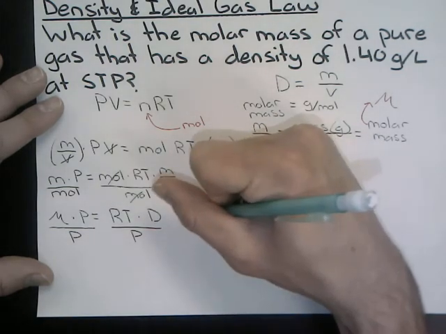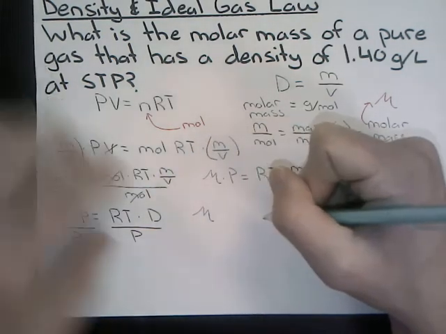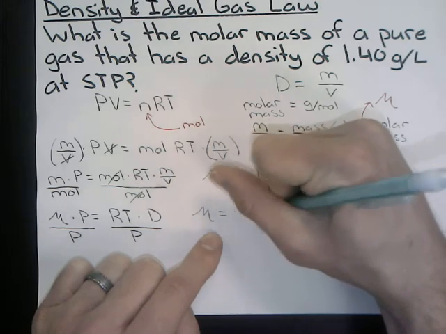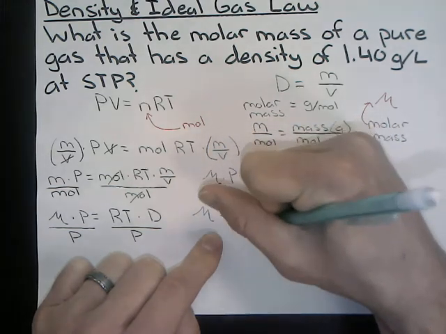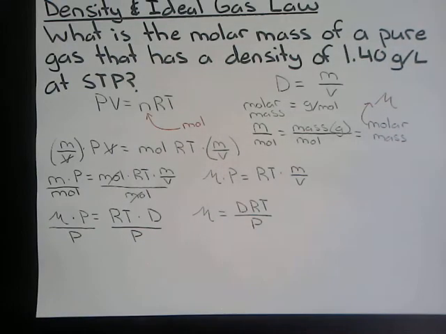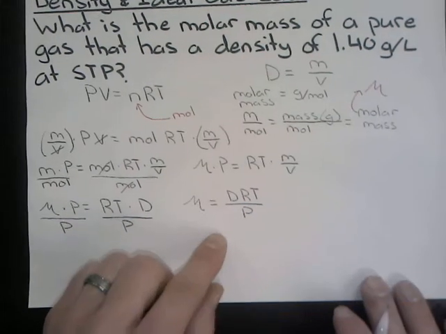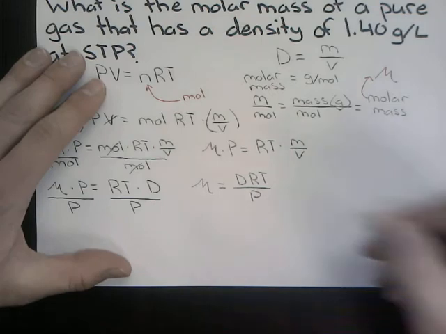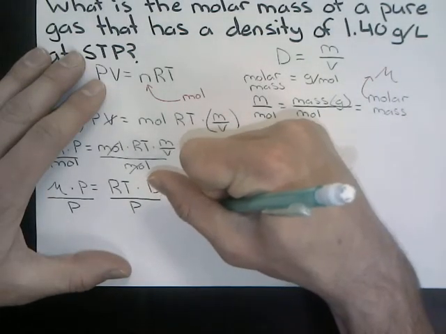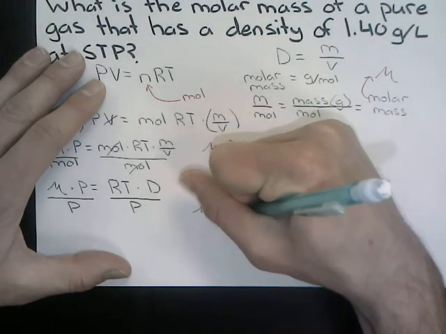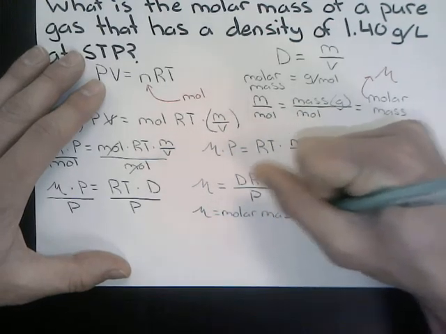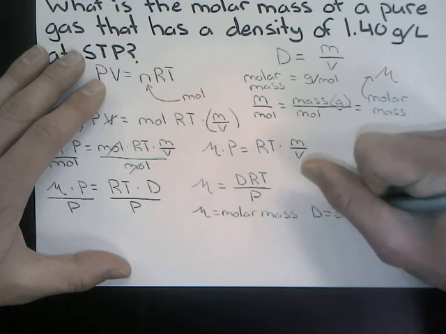Okay. So our fancy M, molar mass, is equal to DRT over P. Now, I'm going to circle this formula because it's really important, but I want to discuss the variables, and then we'll finally get to doing the particular problem. So the fancy M is the molar mass of the gas. The D is the density there.